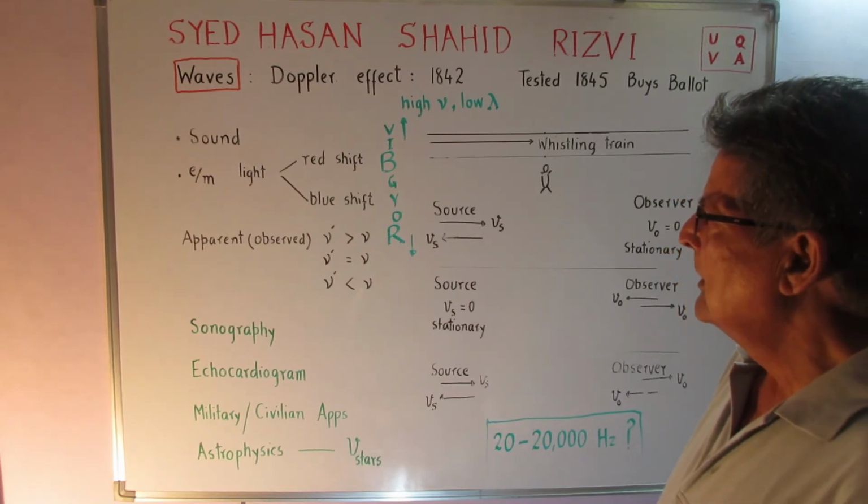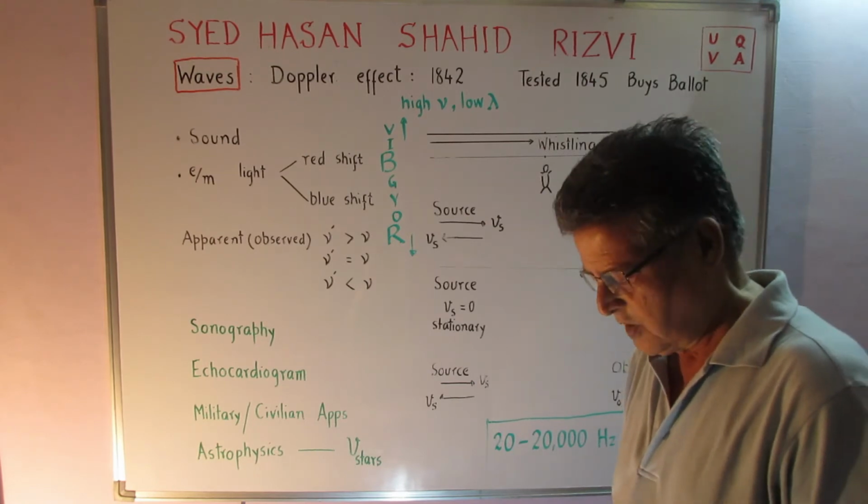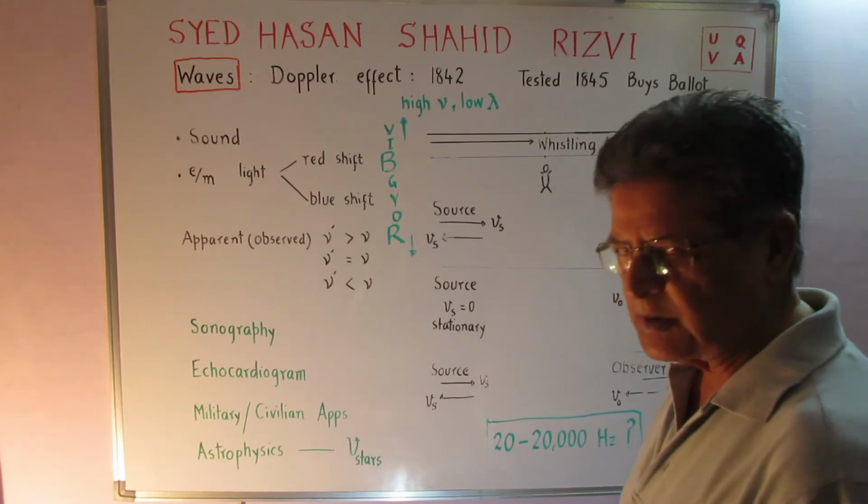Austria is very close to Germany, so much so that Austrians speak German.